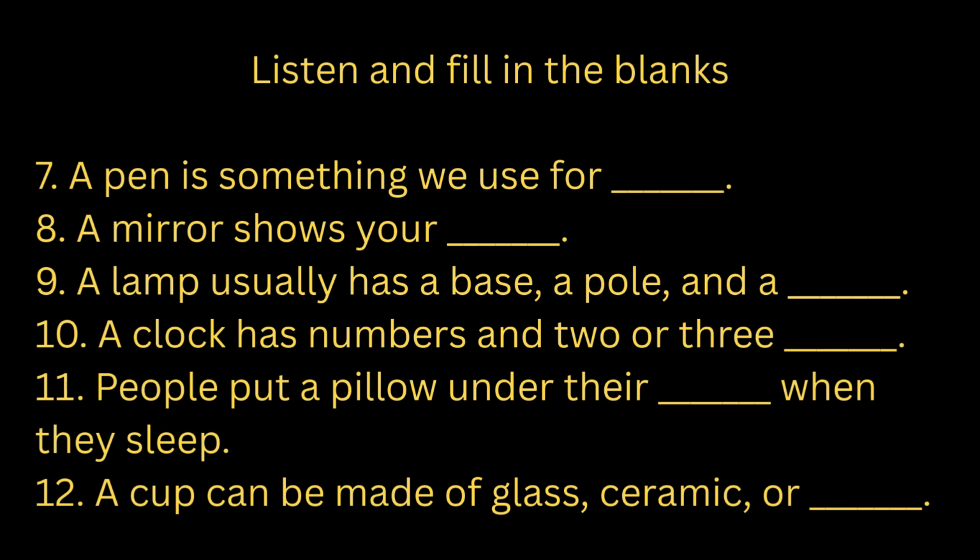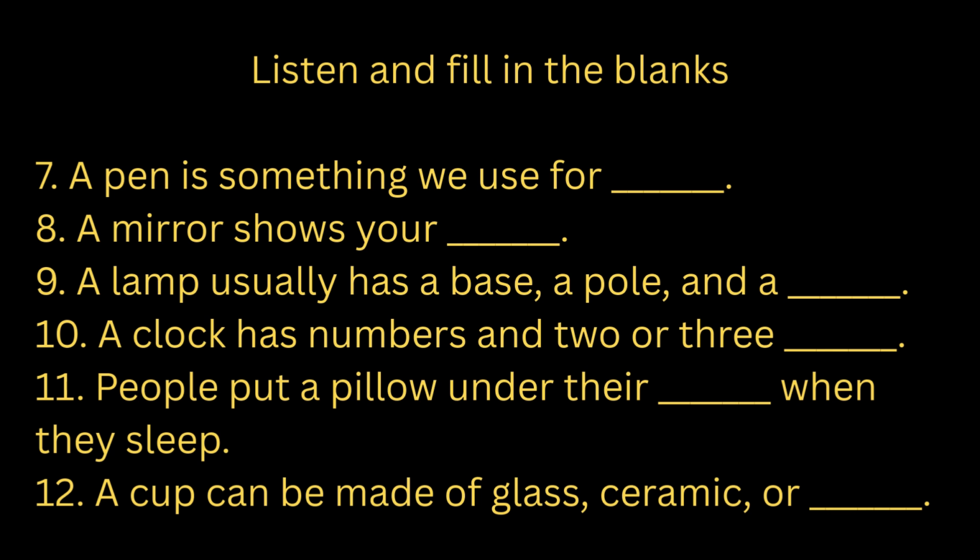We also have a clock. A clock shows the time. It can hang on the wall or stand on a table. A clock has numbers and 2 or 3 hands. Some clocks are digital and show the time with numbers. A wall clock is big, but a wristwatch is small and can be worn on your hand.